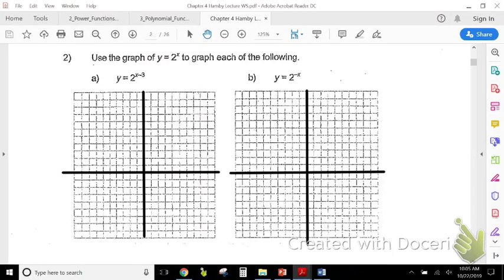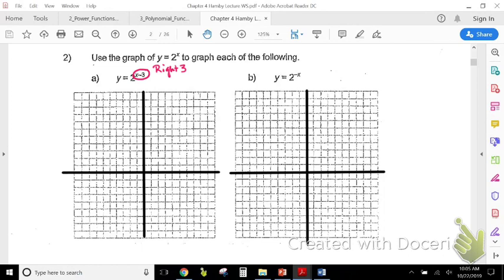All right, so we're going to use the graph of y equals 2 to the x to graph each of the following. So let's use our transformations. So tell me, what is that x minus 3? What do I expect to see happen to my graph? It's going to go to the right 3. Good.